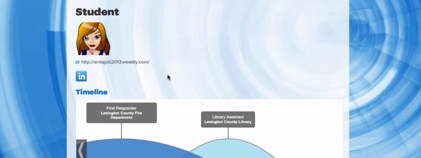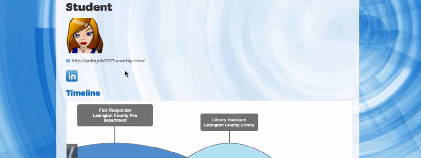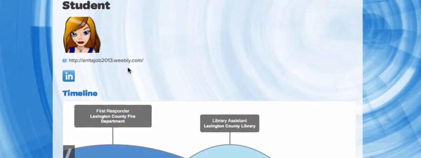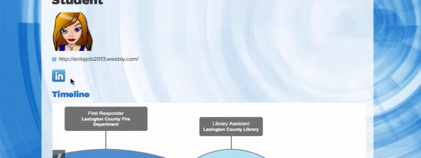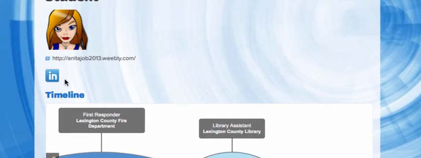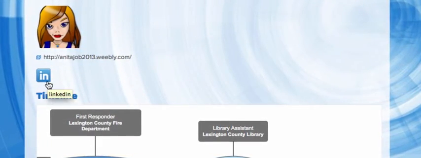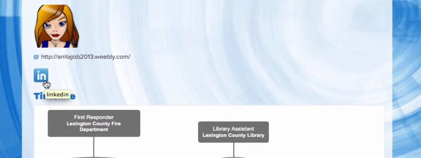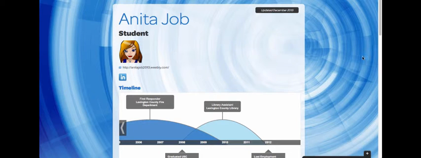On the links page, I was able to add a link to Anita's portfolio, which is hosted on Weebly. When I created Anita's profile, I imported information from LinkedIn. The LinkedIn logo appears on her screen. If we click on that, we would go to her LinkedIn profile. Below that, we are taken to the timeline.